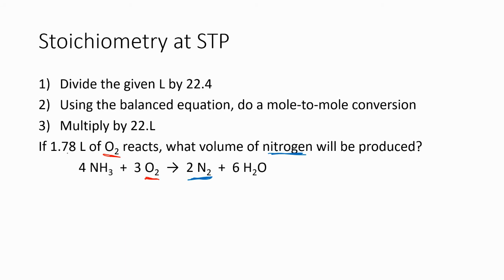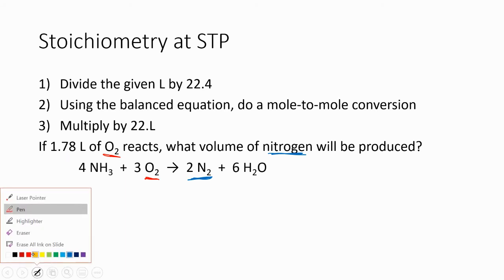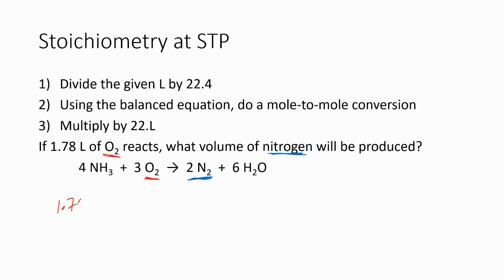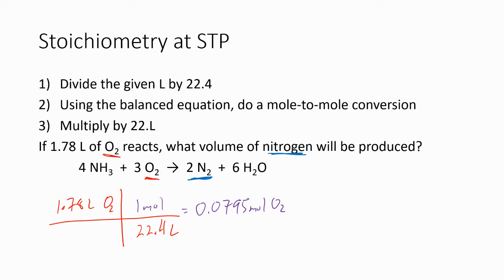All right, so we're given 1.78 liters of oxygen. So 1.78 liters of oxygen, and then you want to know, well, how many moles is that? Well, there's 22.4 liters in 1 mole, right? So that'll give us moles of oxygen, 1.78 divided by 22.4. So that's 0.0795 moles of oxygen. And then we want to go from moles of oxygen to moles of nitrogen.